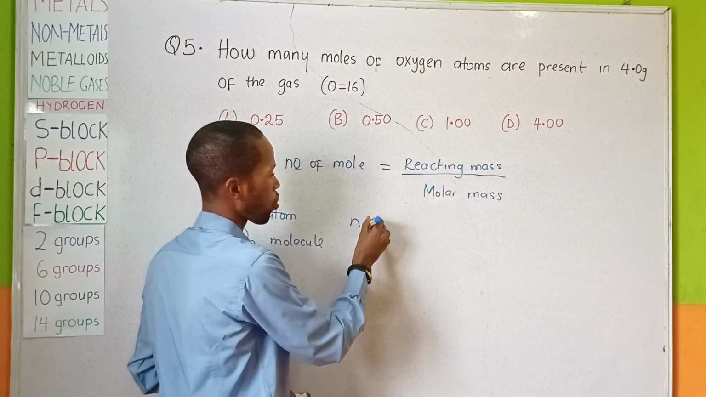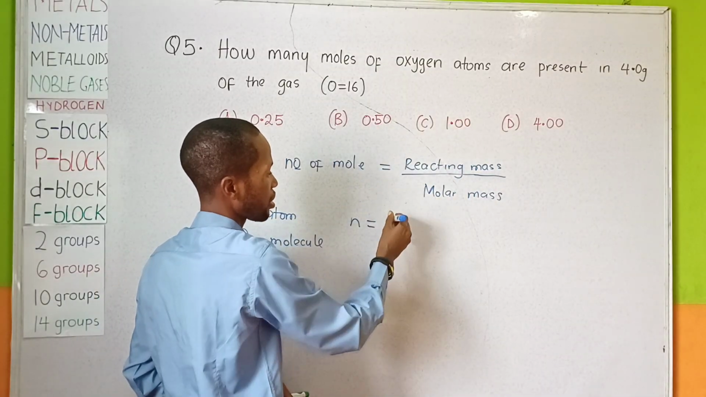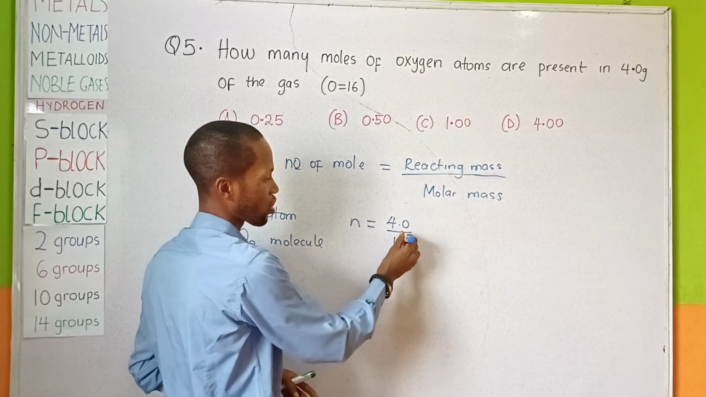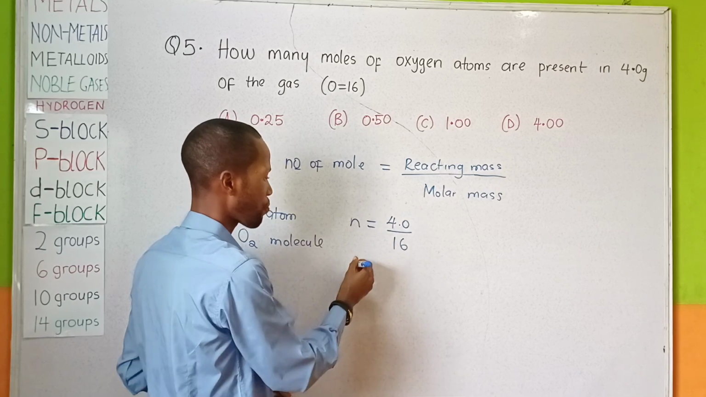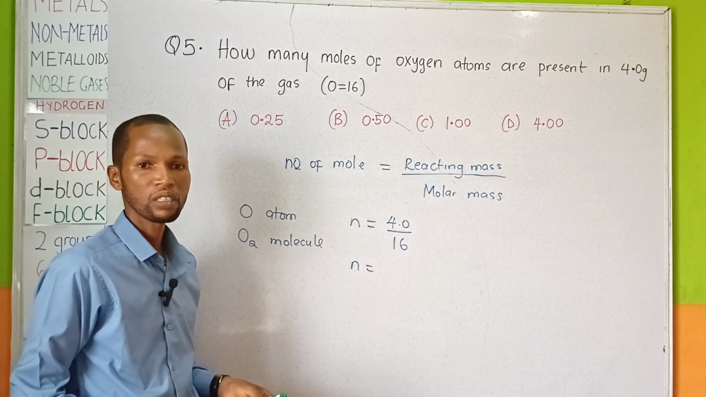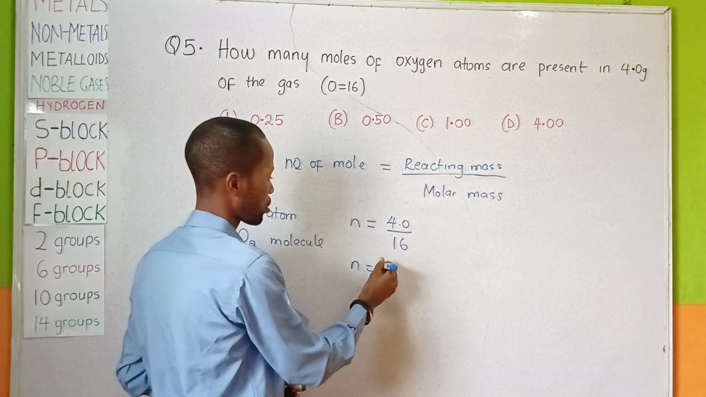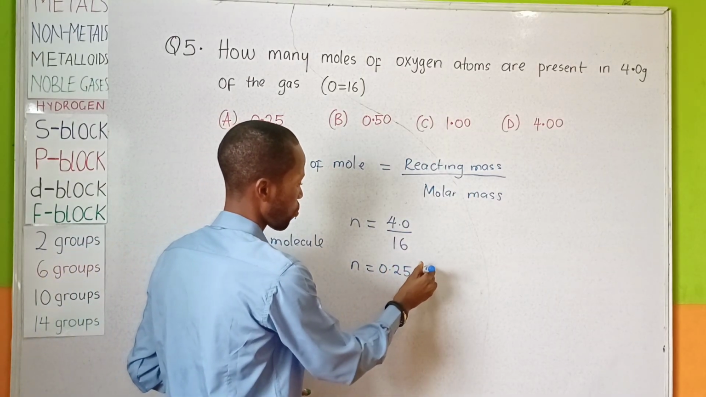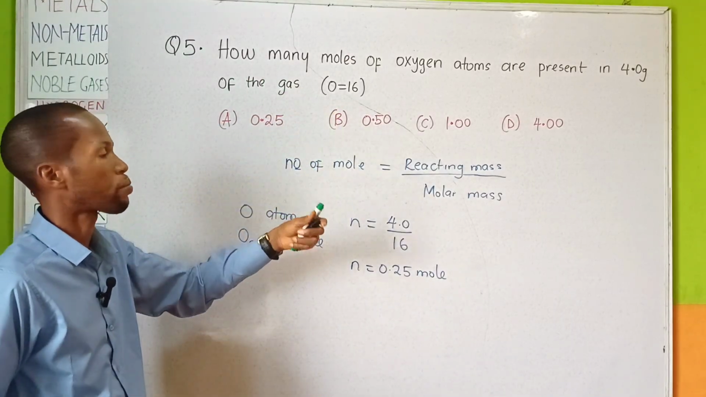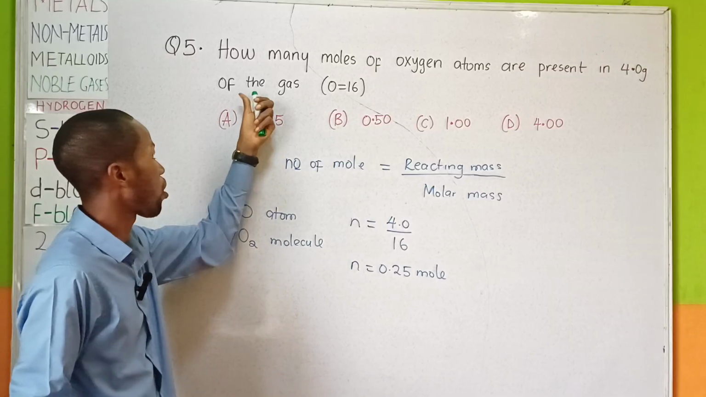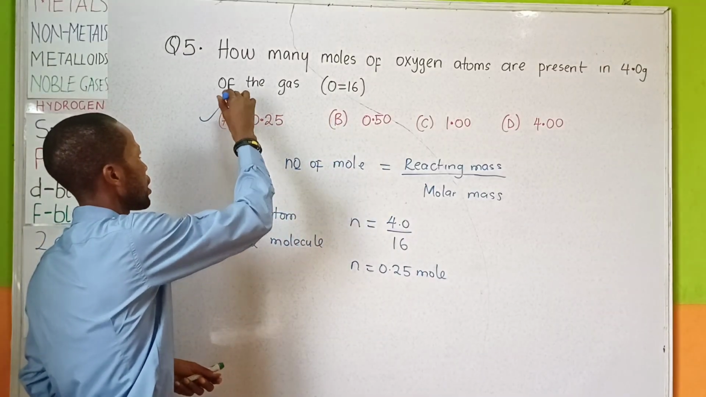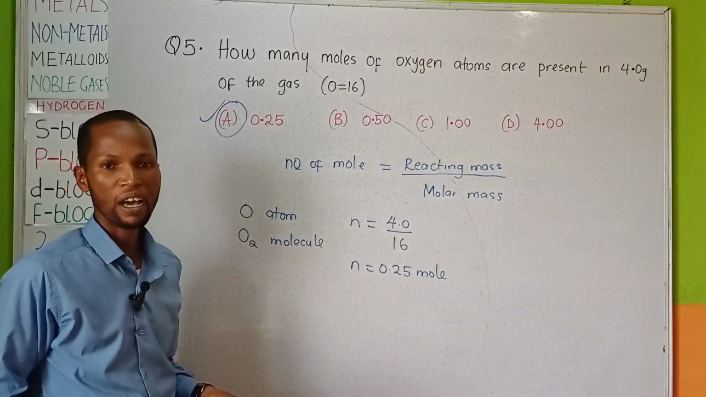Therefore, the number of mole, reacting mass from the question is 4.0 over the molar mass of oxygen atom is 16. Therefore, we have 4.0 over 16. What do we have from the calculator? That's right. We have 0.25 mole. Okay? So, how many moles of oxygen atom are present in 4.0 gram of the gas? We have our option to be option A is correct. 0.25. Make sense?